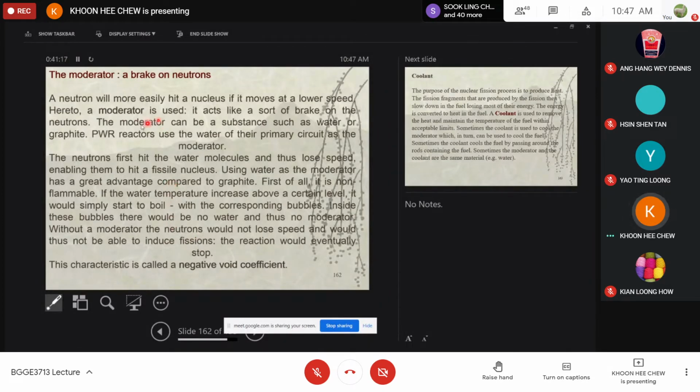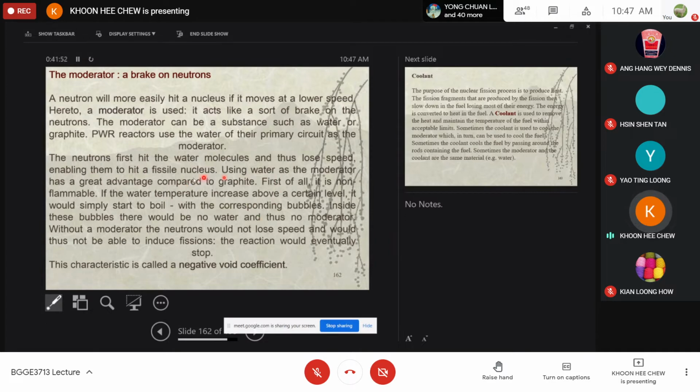nuclear power is generated. A neutron will more easily hit a nucleus if it moves at a lower speed. That's why we need a moderator to slow down the speed of the neutron. Okay, here too a moderator is used. It acts like a sort of brake on the neutron, and the moderator can be a substance such as water or graphite. PWR reactors use the water of their primary circuit as the moderator. The neutrons first hit the water molecules and thus lose speed, enabling them to hit a fissile nucleus.